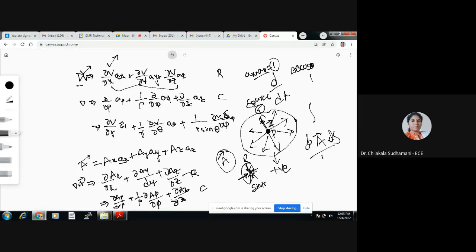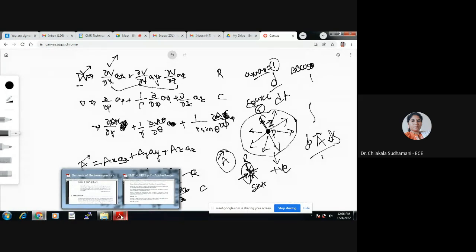Here, in place of the radial component, I can represent it as AR. This AR component will be closed. Then 1 by R times dou A theta by dou theta, and then 1 by R sin theta times dou A phi by dou phi. This is the divergence of a vector.